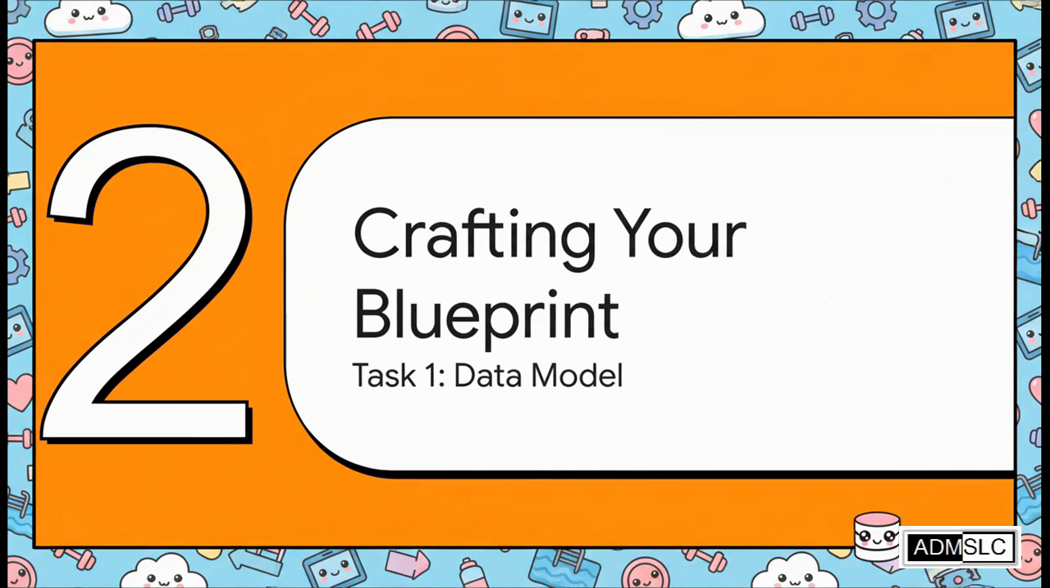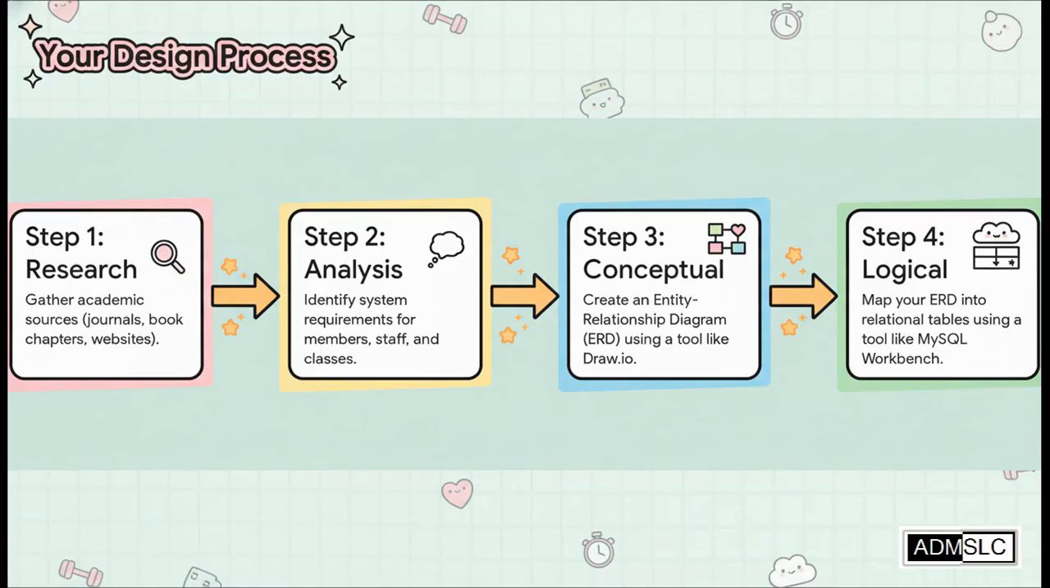This is really where you get to create the core design of your health club system. Task 1 is broken down into 4 pretty clear steps. You'll kick things off with some research and analysis, then create your conceptual model. That's your entity relationship diagram, or ERD. And finally, you'll map that visual plan into a detailed logical design with all your relational tables.